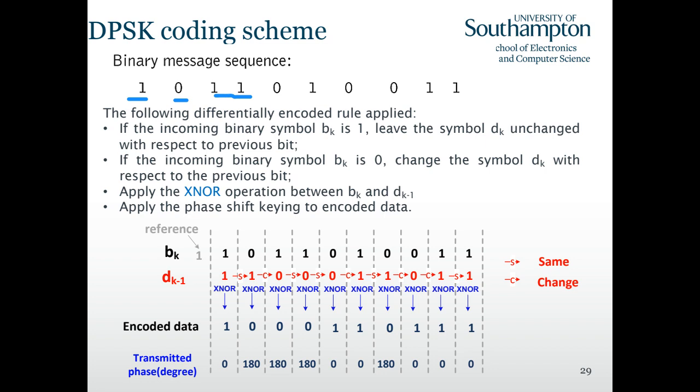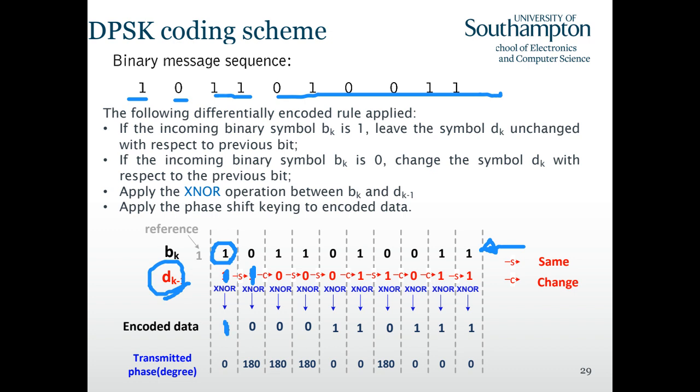0, like this. This is the first row. And then this is the transmitted symbol. If we initialize the first one to be 1, and because the incoming bit is 1, we do not change it. So the next bit is still going to be 1 here.